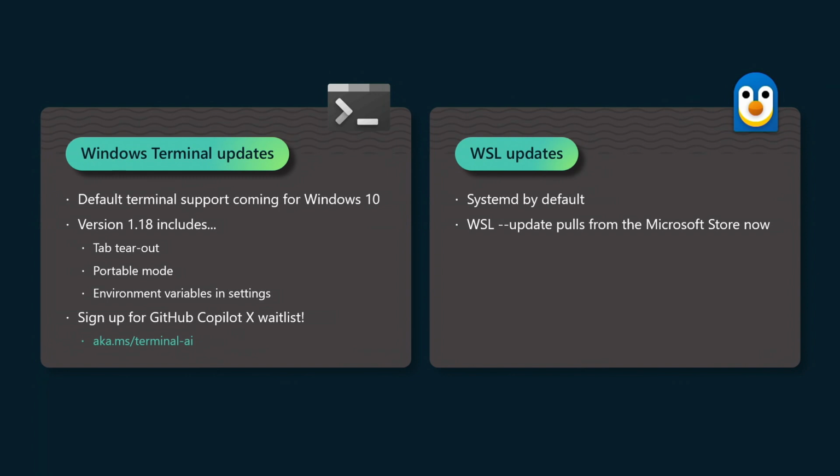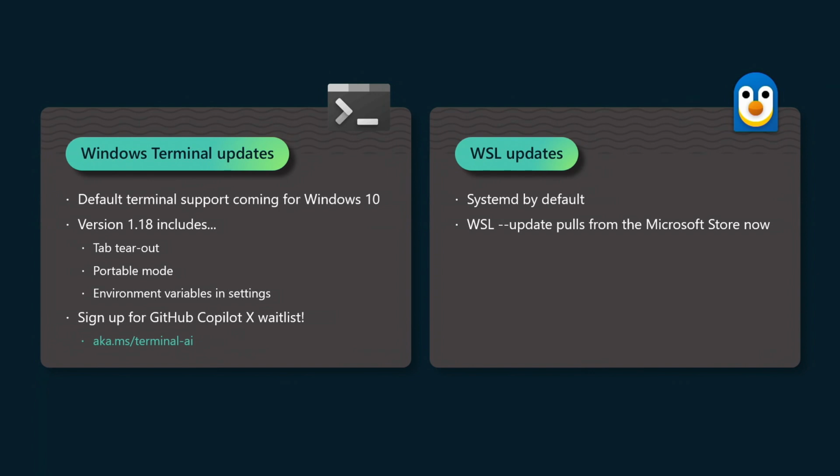We also released version 1.18 this week, which includes a couple of great new features. The first is tab tearout. This is something that we've been wanting and working on for quite a long time, but now you're able to tear a tab out of an existing terminal window and then still have that same process running, and you can also merge it back into a terminal window if you want to.